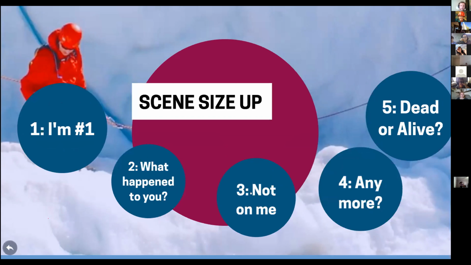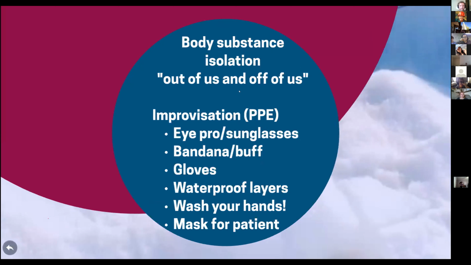And 3 is a big one, especially in this day and age. 3 is not on me. So body substance isolation, or BSI, is in layman's terms, we're keeping other people's bodily substances out of us and off of us. For example, there are a lot of bloodborne or airborne pathogens or diseases that we don't want to get on us when we're treating individuals.